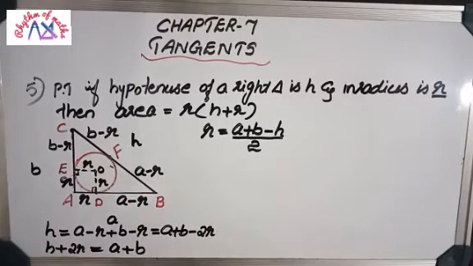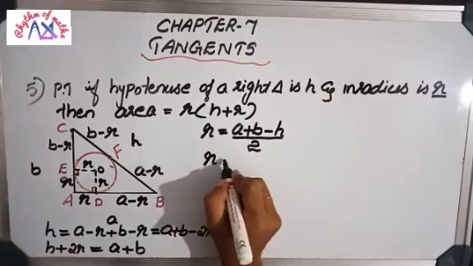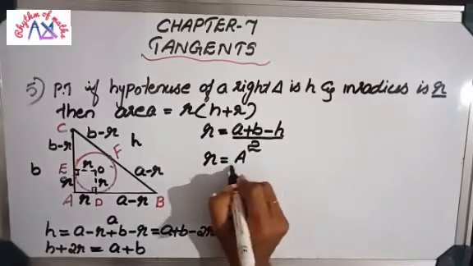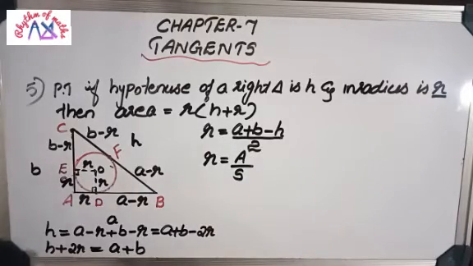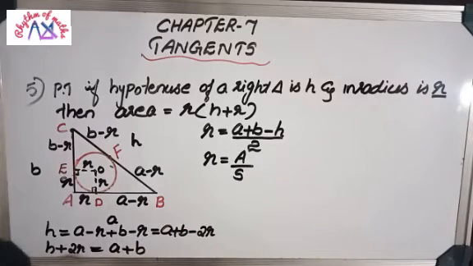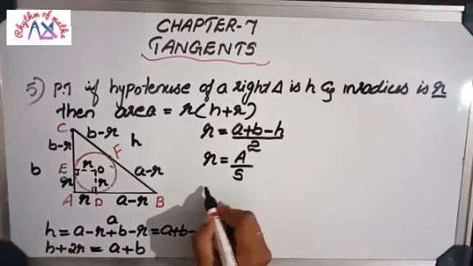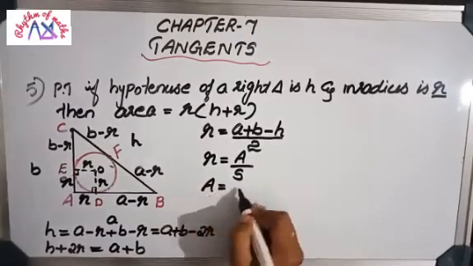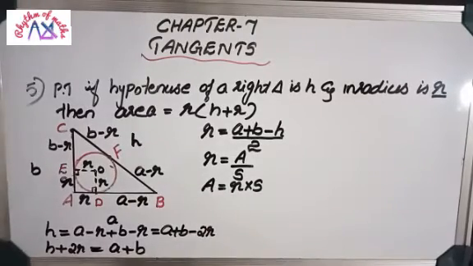Now what is the general equation? The inradius general equation is R equal to A by S, area by semi perimeter. This is the general equation. Now according to this equation, what will be the area of this triangle? Keep area here, take this S to this side, that is A equal to R into S. So area will be equal to inradius into semi perimeter.